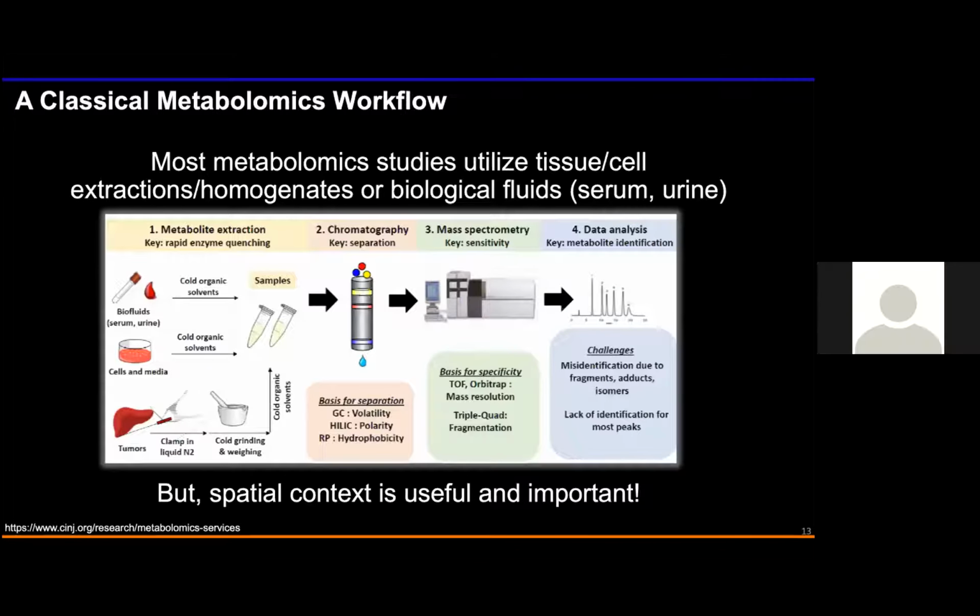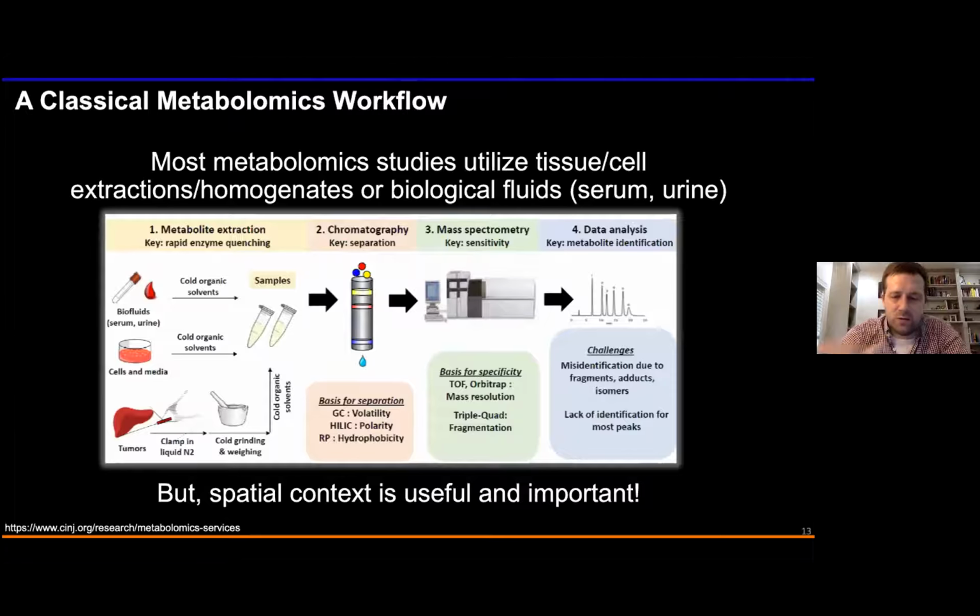So as we've talked about, over the course of the last day and a half or so, most of the metabolomic studies that are used in labs around the world utilize tissue cell extractions or homogenates or biological fluids such as serum and urine. And so this involves taking the analytical sample, extracting the metabolites or lipids or whatever you're going to analyze in some form, typically doing some type of chromatographic separation and then analyzing by mass spectrometry. And so this is kind of what we've just been learning about.